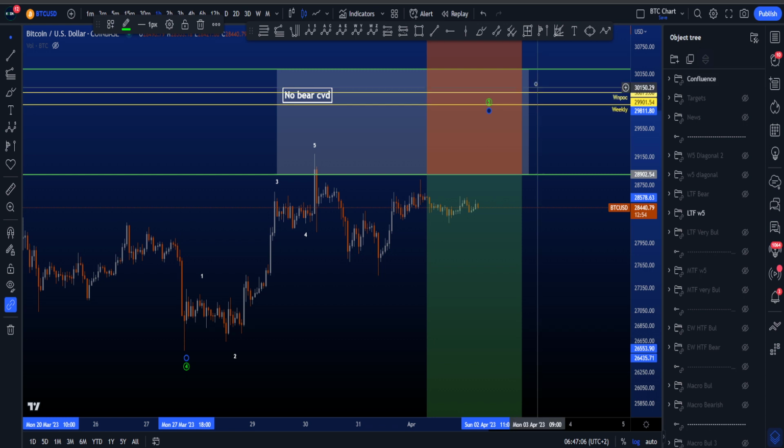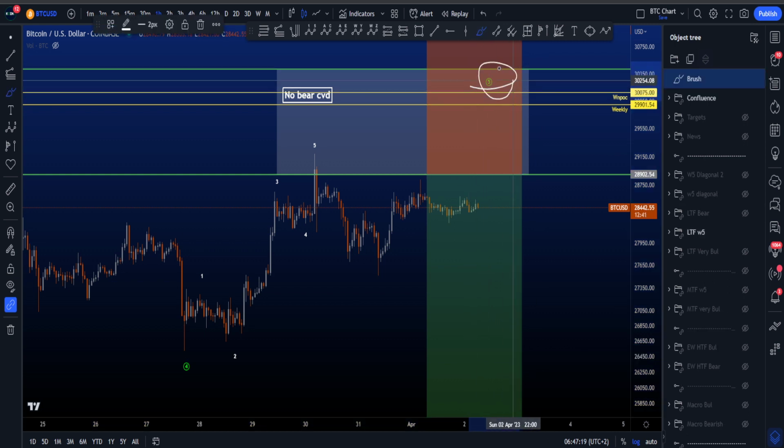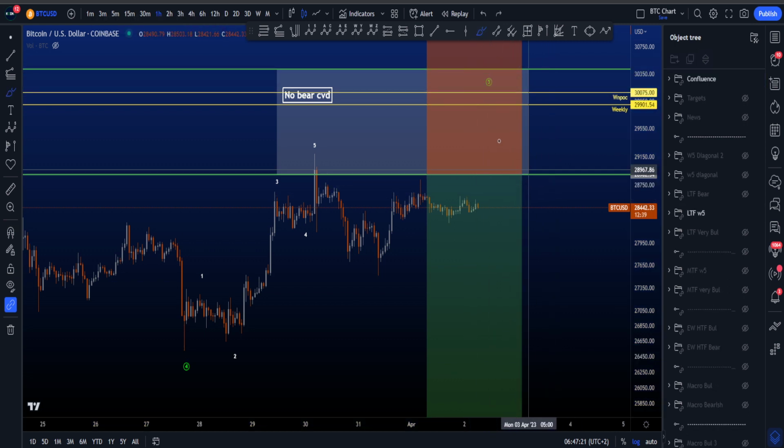Also because we still have some nice confluences over here that we didn't hit. Of course, the 30k magical level, where I can imagine many people will be buying because they think the moon is next. However, if this then is a wave 5, the market makers can fill their big bags of shorts to then push it to the downside and bait everyone into buying over here. That would be pretty nice.